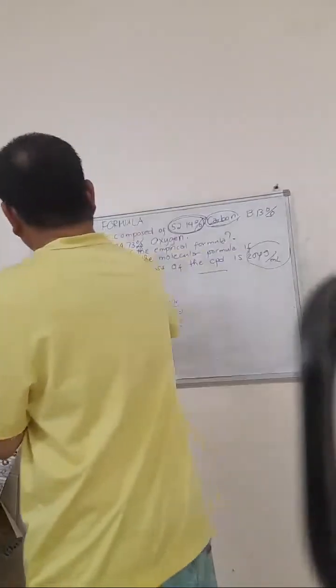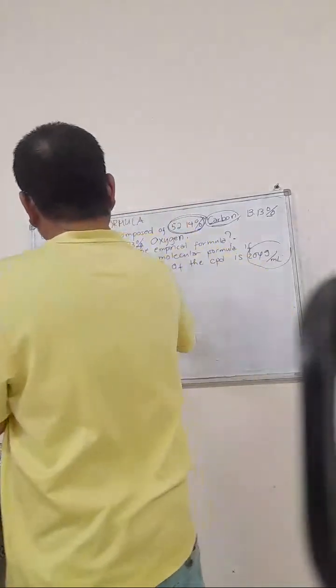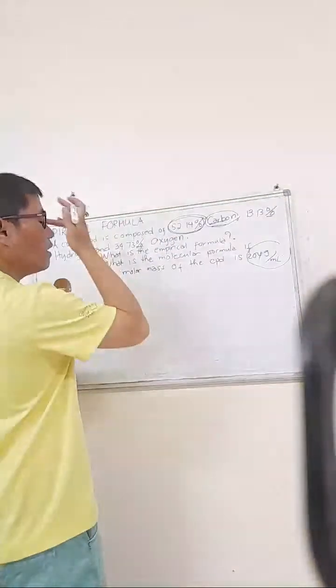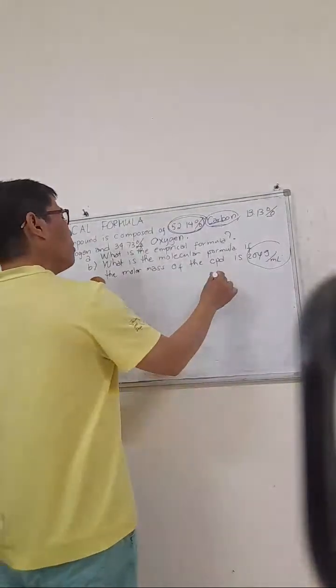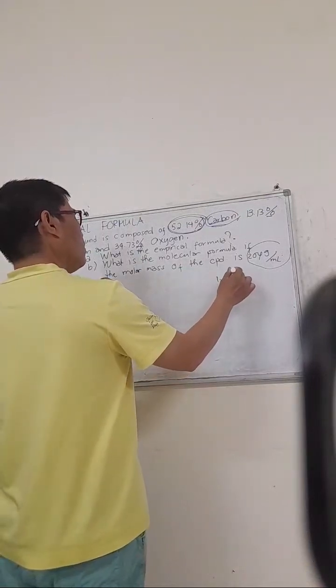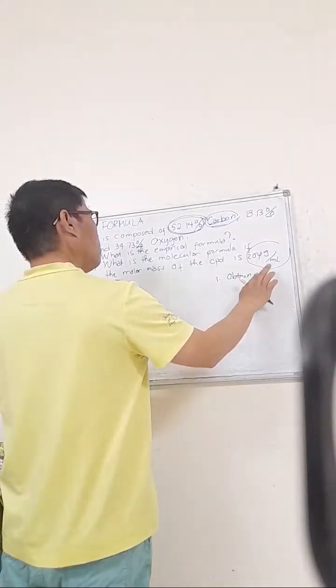Okay, so we understand already, right? Now, the first technique of empirical formula. Get the number of moles. This is the mechanics of how to solve this. Number one, obtain the number of moles.